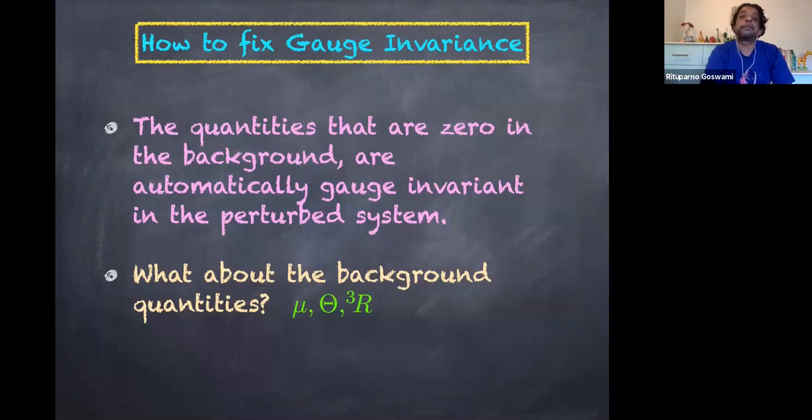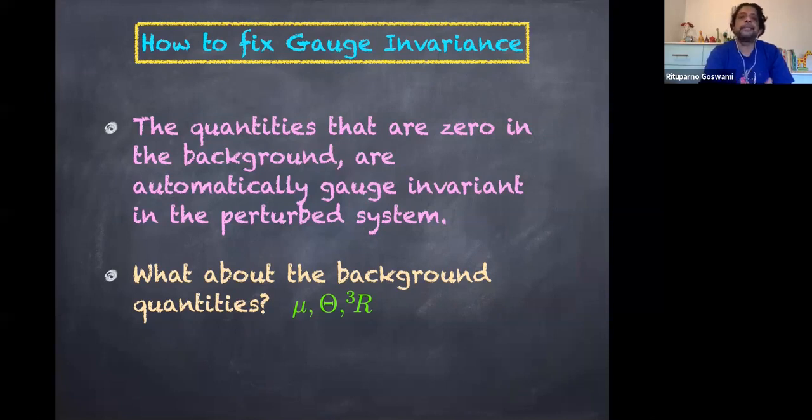But now what about the quantities that are non-zero in the background? For example, energy density is non-zero in the background. Expansion, which is 3 times the Hubble parameter, is definitely non-zero in the background. In a general background, the 3-Ricci scalar or the 3-curvature may not be 0. I'm not talking about especially flat Robertson-Walker, so that may not be 0. So these are the background quantities. Now they are not gauge invariant when you map into the real universe. So what do we do?